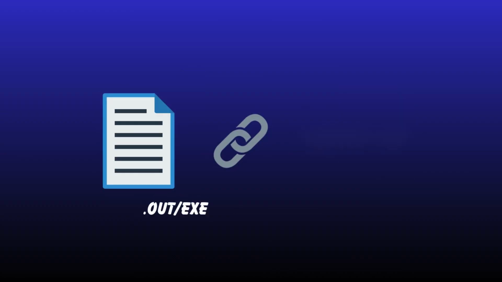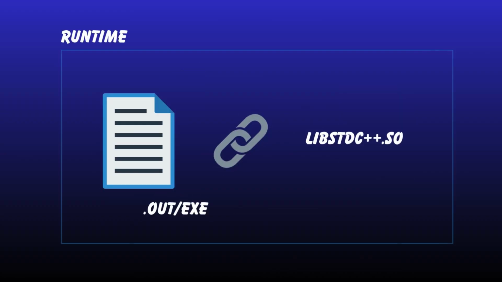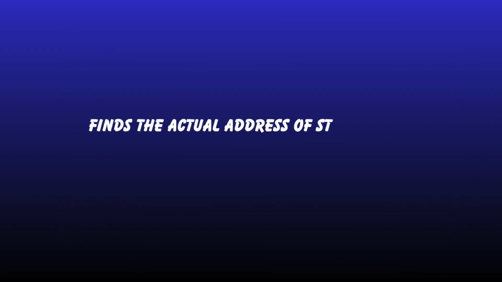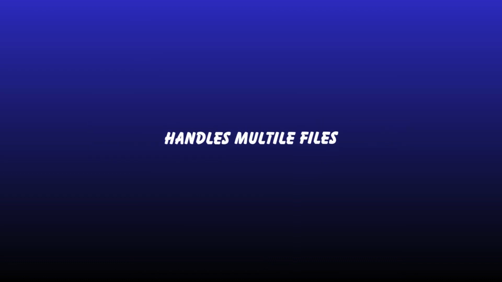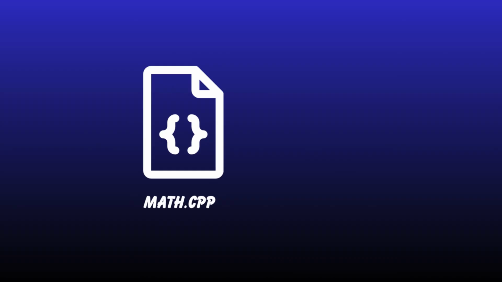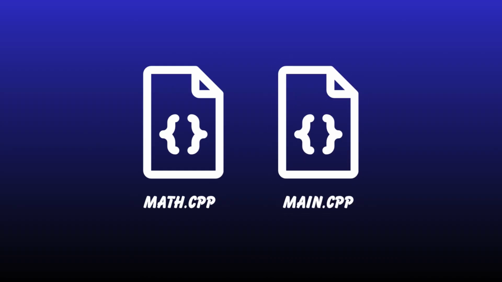Dynamic linking links to shared libraries at runtime. The executable is small, but needs libraries installed to run. In our hello.out, the linker finds the actual address of std::cout in the standard library and patches it in. It also handles multiple files. If you have math.cpp and main.cpp, it links their object files together.